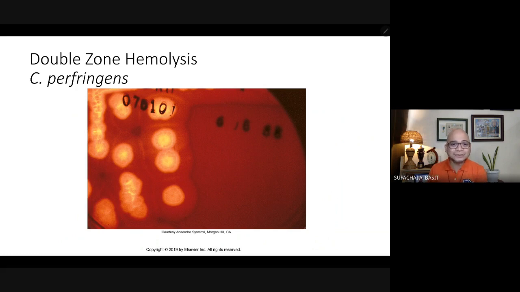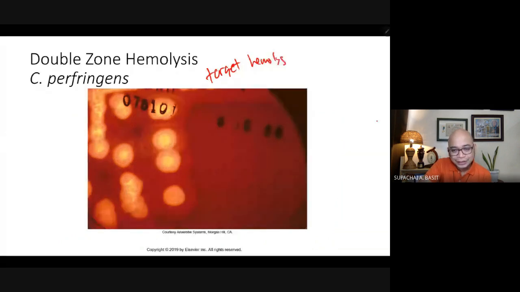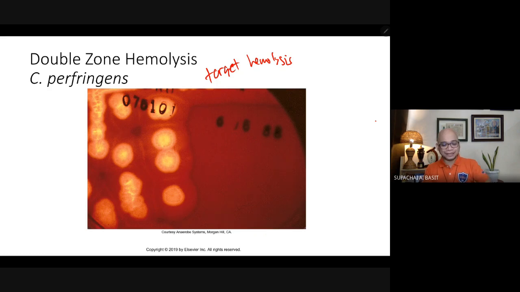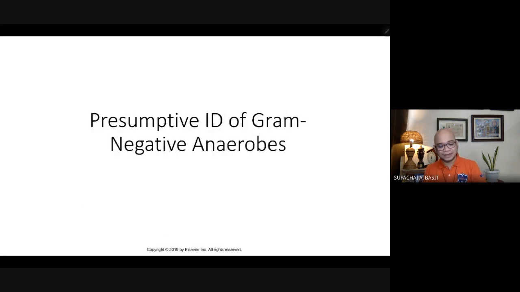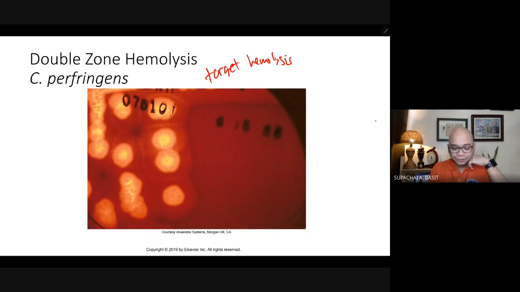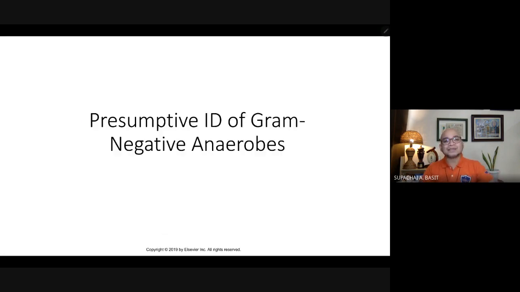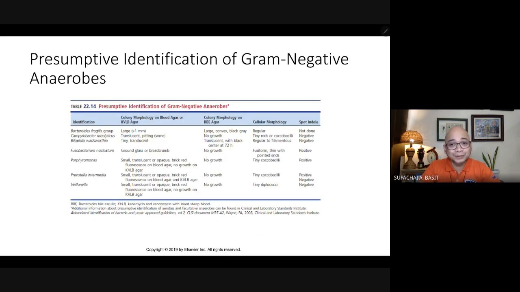This is what you call the double zone of hemolysis, otherwise known as the target hemolysis, by Clostridium perfringens. Double zone because you have an alpha hemolysis and beta hemolysis that are adjacent to one another. That's the reason why we call it the target hemolysis or the double zone of hemolysis. Let us now discuss the presumptive identification of gram-negative anaerobes.